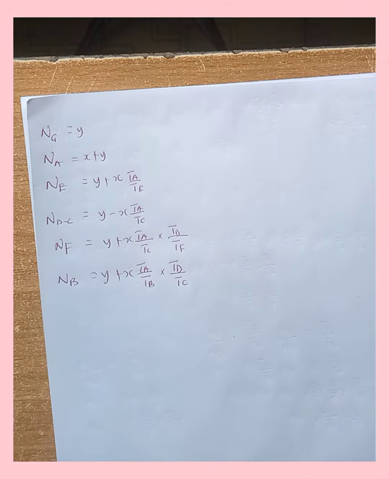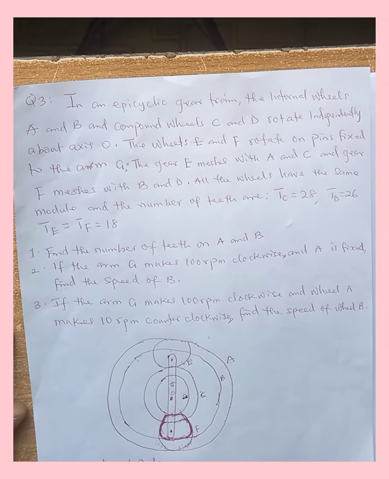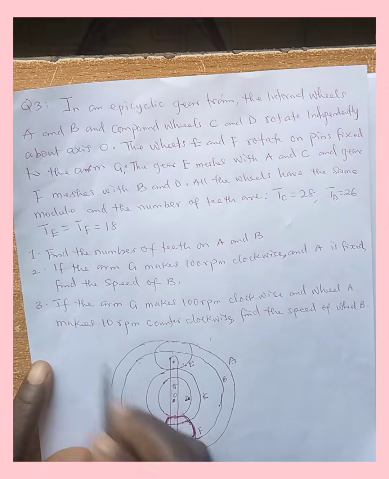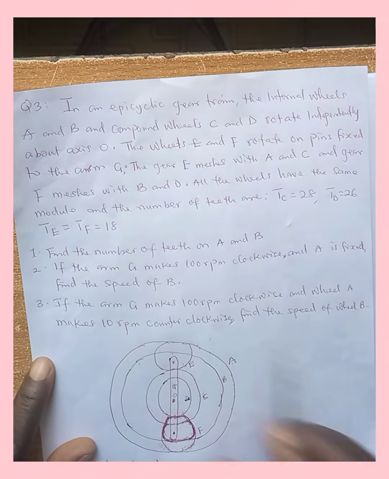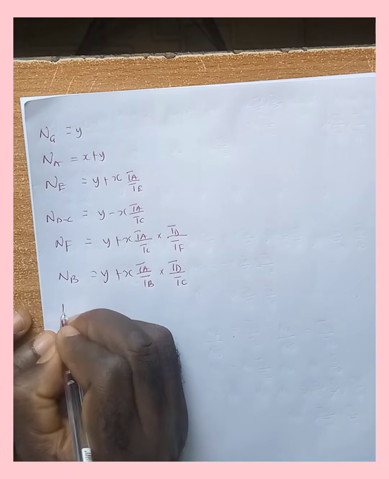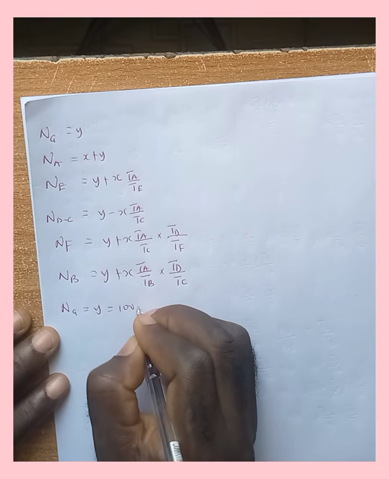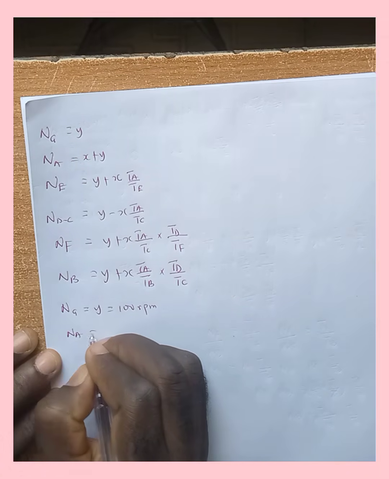Now, let us look at the question. So, we have answered the first one that says we should find the number of teeth on the wheel A and B. Now, let's go to the second question. The second question says that if the arm G makes 100 RPM clockwise and A is fixed, find the speed of B. So the arm G is equal to Y, which is equal to 100 RPM. And we're told that A is fixed. The speed of A is equal to 0.